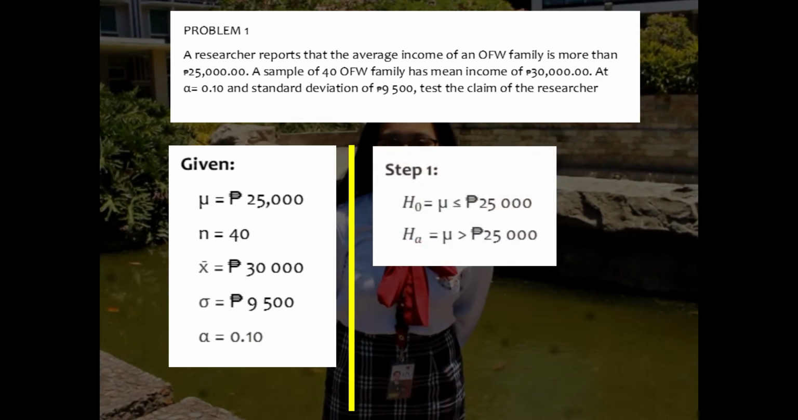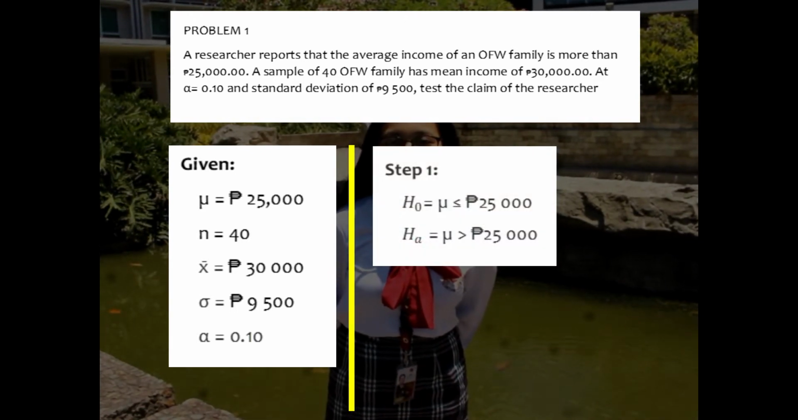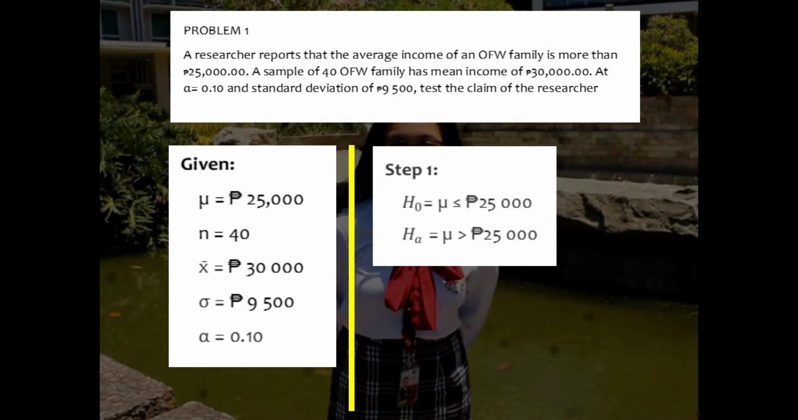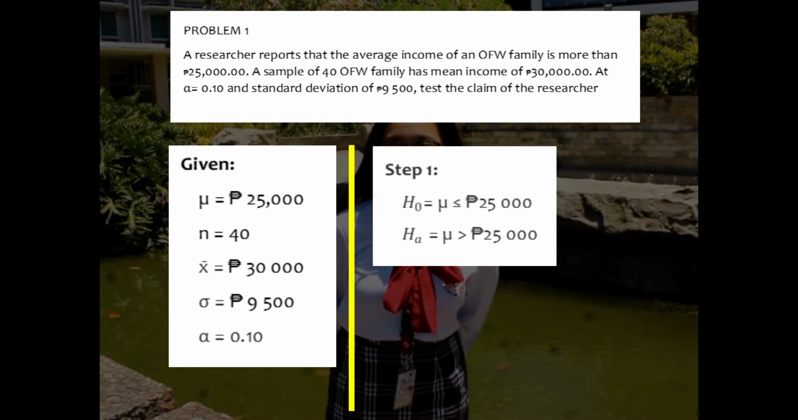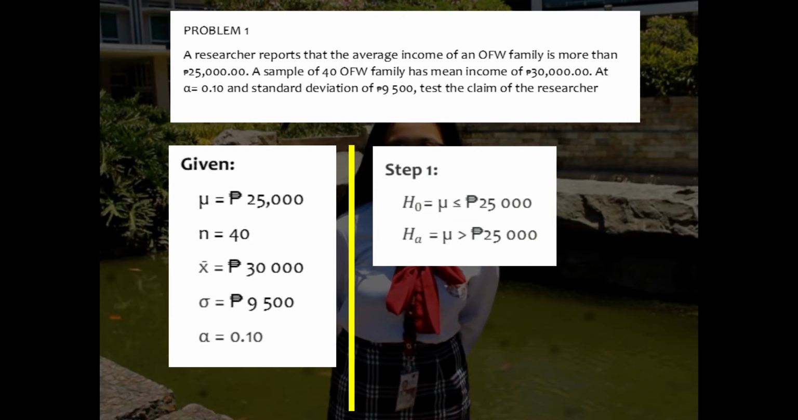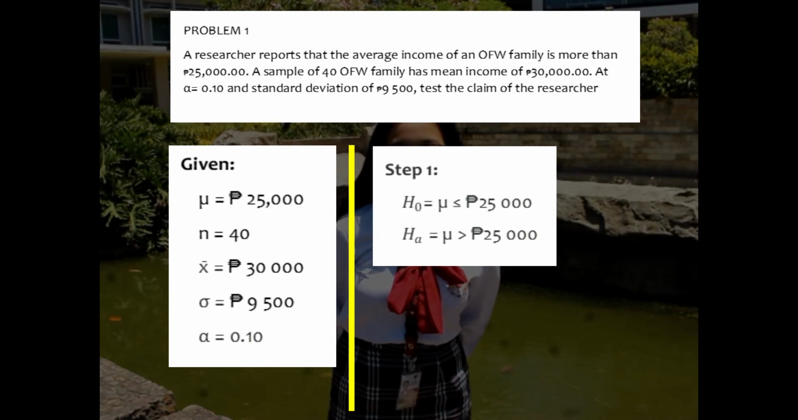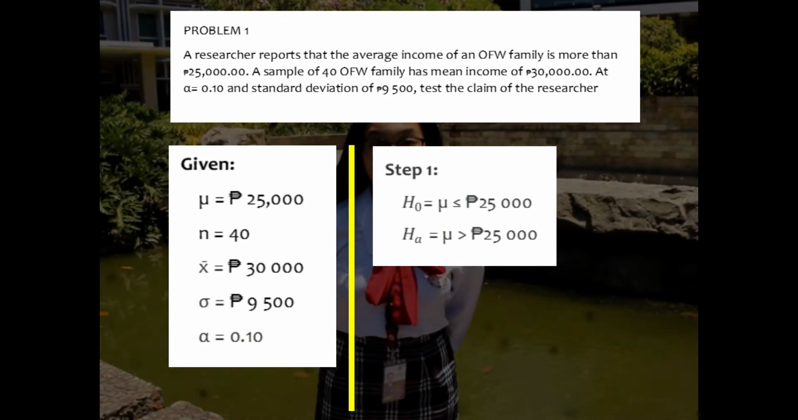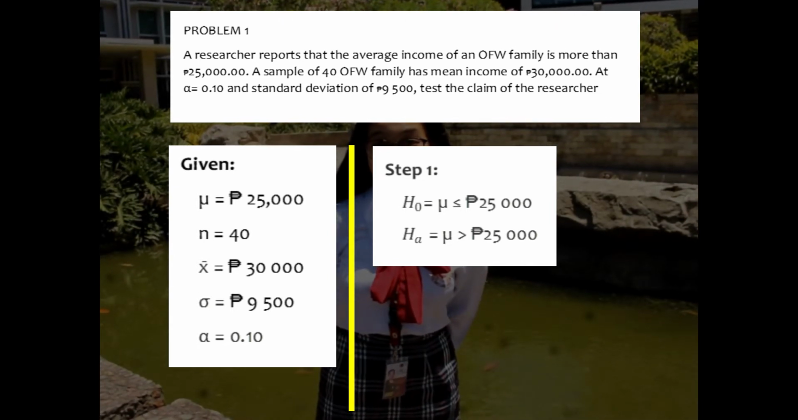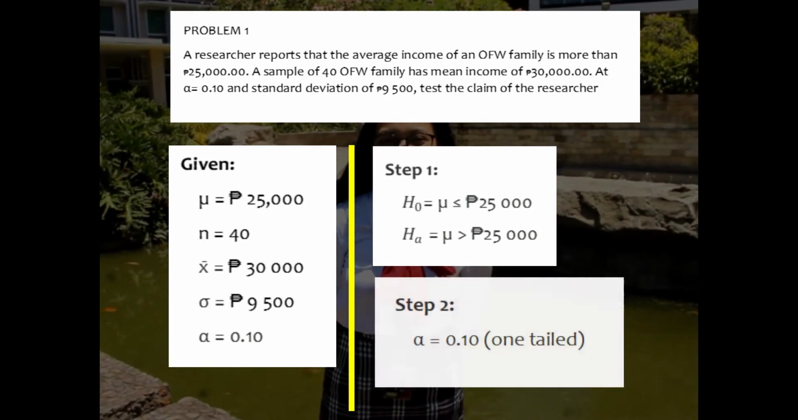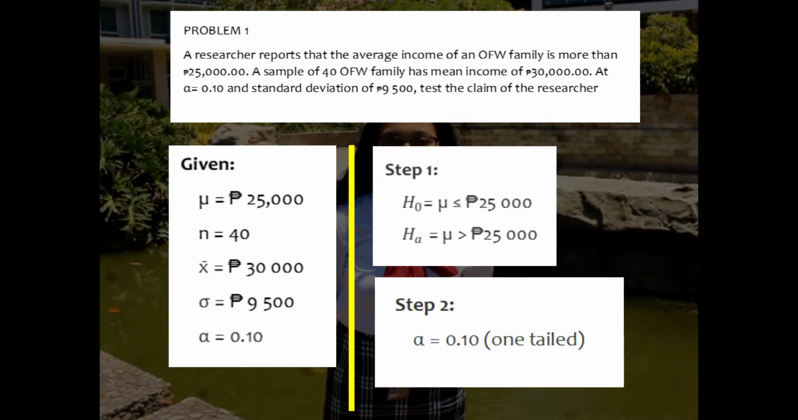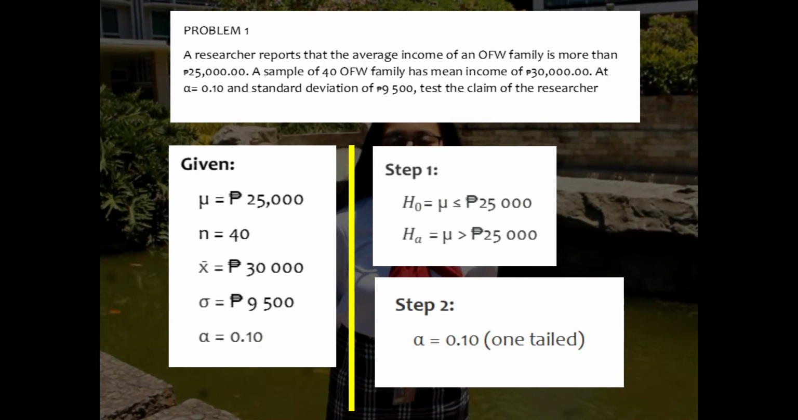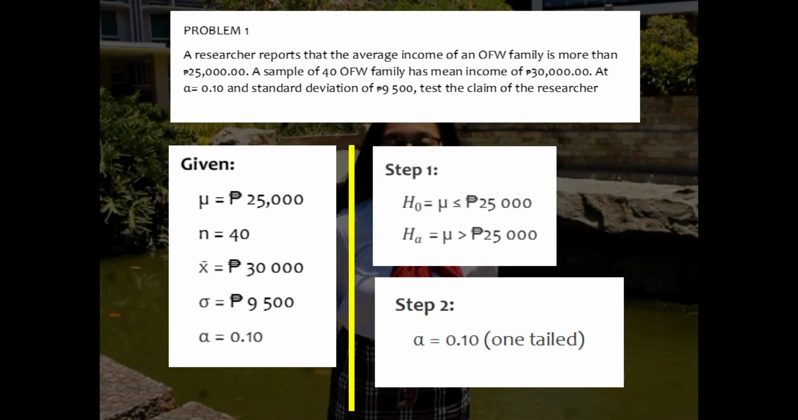Step 1. The hypothesis statement. H0: mean is greater than or equal to 25,000 pesos. HA: mean is less than 25,000 pesos. Step 2. The level of significance, or the alpha, is equal to 0.10 and the problem is one-tailed.